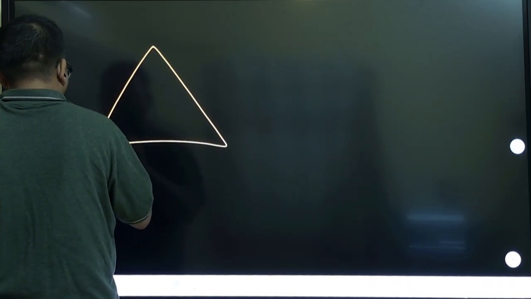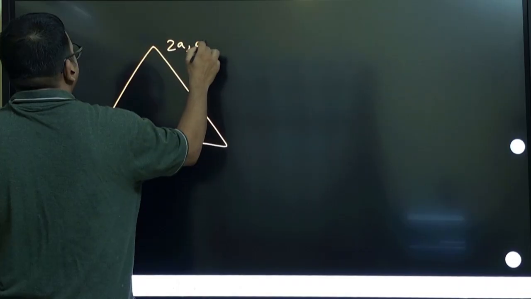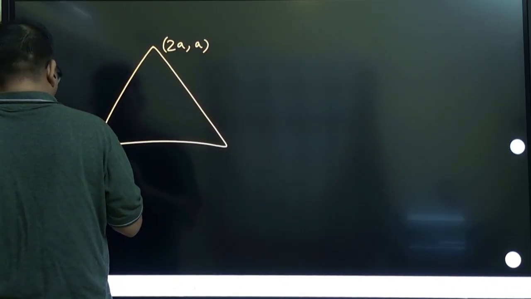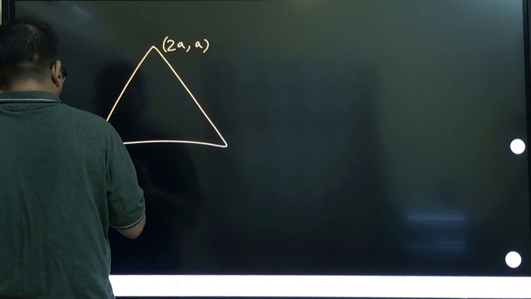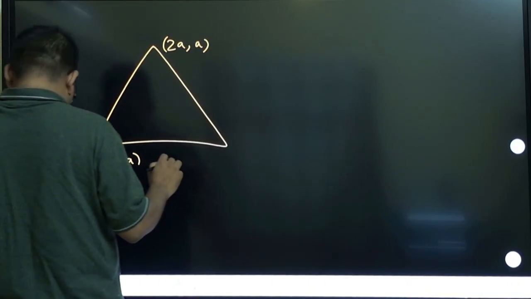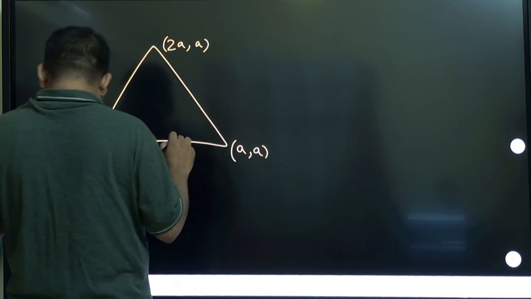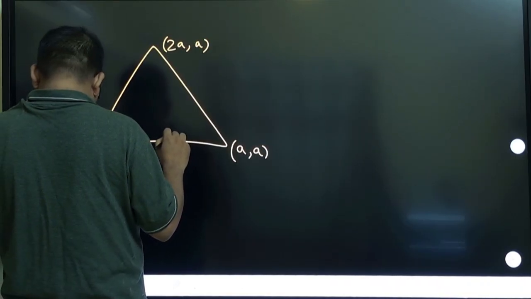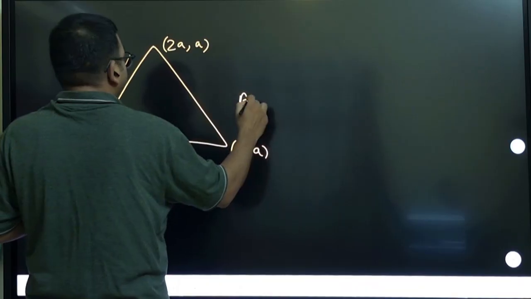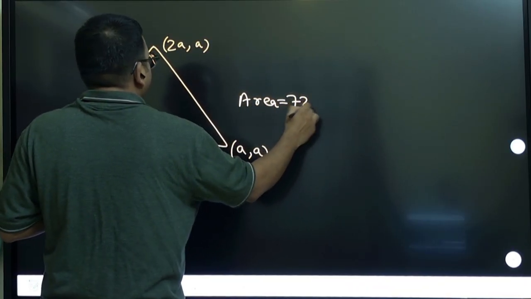Let us try a question. There is a triangle whose coordinates are given as (2a, a), (a, 2a), and (a, a). They are saying that these enclose a triangle. The area of this triangle is given as 72.